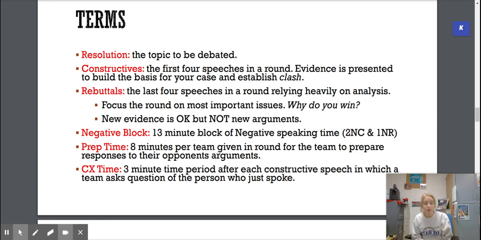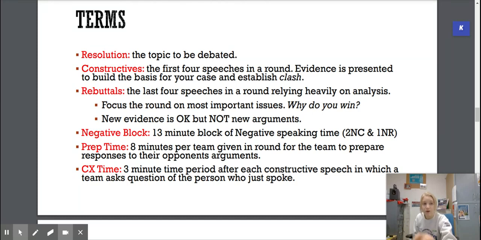Next is rebuttals. Rebuttal is the second half of the debate round, and that's mostly where you're relying on analysis. You're not allowed to bring up new arguments, but you can bring up new evidence. Mostly during rebuttals, you're responding to arguments and rebuilding your own stuff and really persuading the judge why they should vote for your side.